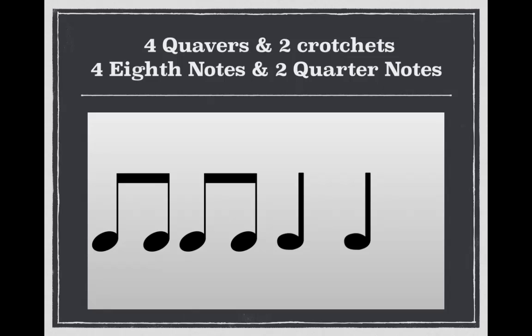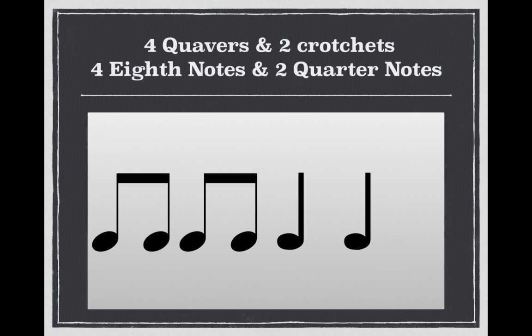We can mix up the patterns even more, and you can use them in any order that you like. For example, if we had a crotchet, two quavers, crotchet, and then two quavers. If you prefer, you can think of this as a quarter note followed by two eighth notes, a quarter note followed by two eighth notes. It would sound like this. One, one and, one, one and.